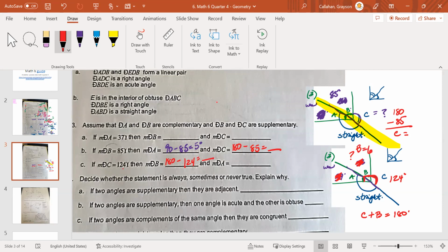Don't look at me, just make sure you do the math. Overall, she did say you're well. What did you get, Grayson, for C? Or what is angle B?